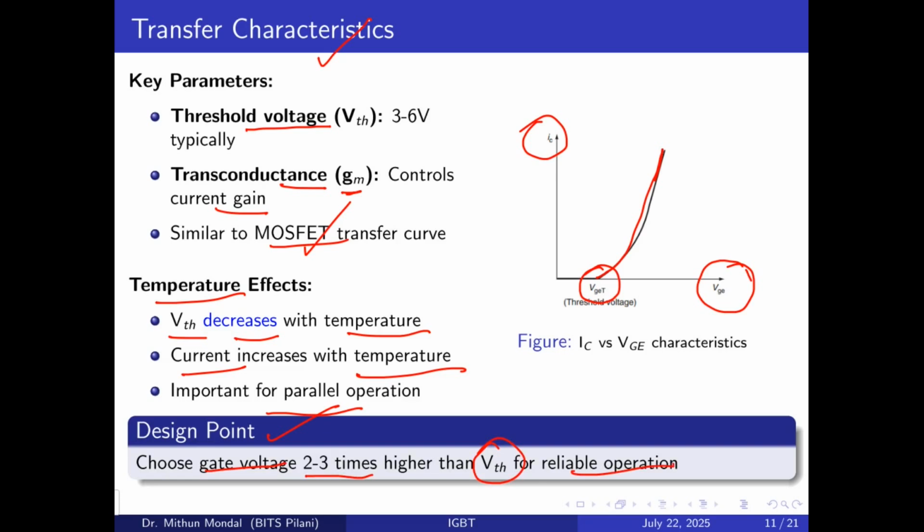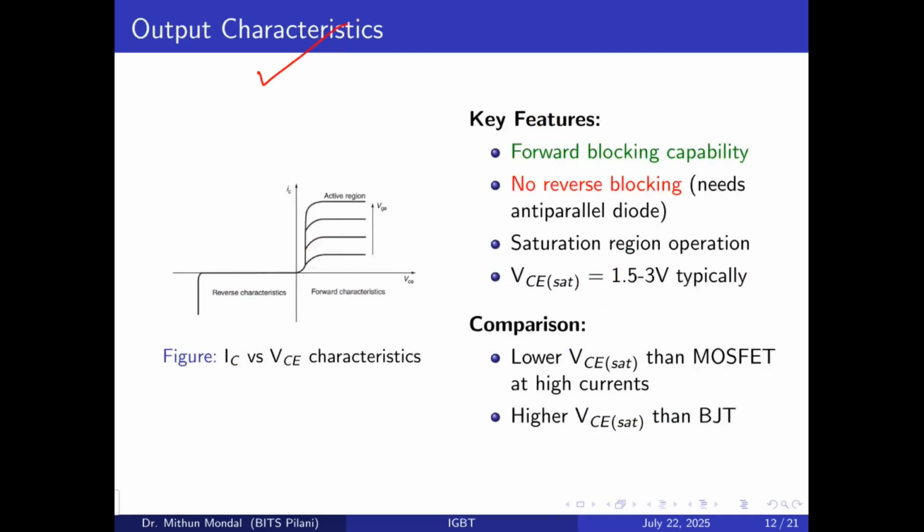So whatever the gate voltage we choose, it should be 2 to 3 times higher than the threshold voltage. Then only we will get reliable operation. Talking about the output characteristic, we are seeing the collector to emitter voltage with respect to the collector current, and we have seen the active region of operation, which is in the forward characteristic. In the reverse characteristic there will be leakage current flowing. So forward blocking capability has to be there. No reverse blocking is there, in which case we will need the anti-parallel diode.